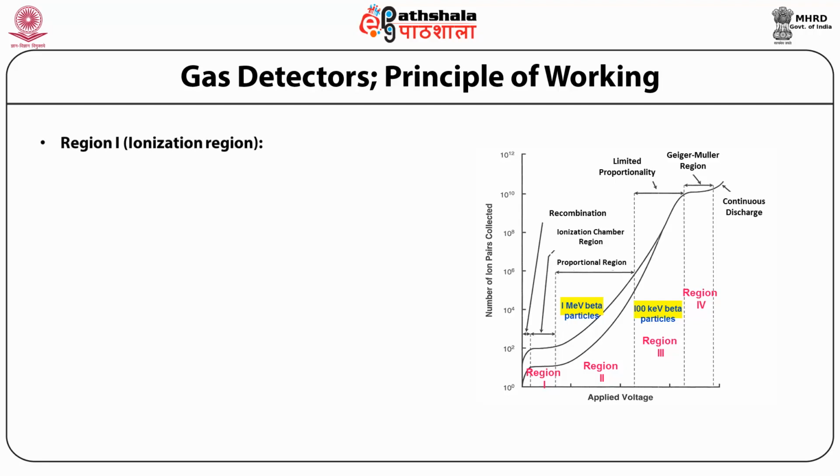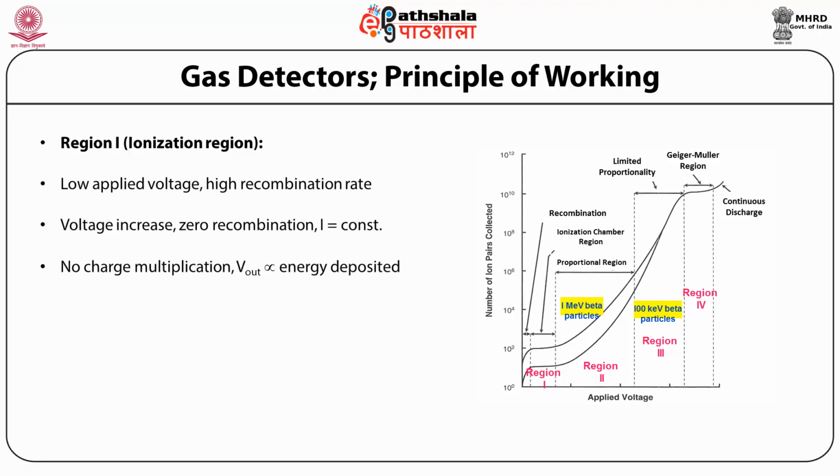Now region 1 is the low voltage region, that is when the applied bias voltage to a gas detector is low. In this region, due to the low applied voltage, the recombination rate is high. The radiation comes in, it creates electron ion pairs, and since the voltage is not sufficient to guide these electrons and ion pairs to their respective electrodes, their recombination takes place. For these detectors we have high recombination rates. As voltage increases, recombination goes to 0 and the current I is equal to constant.